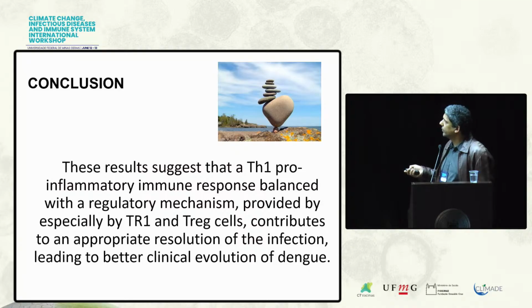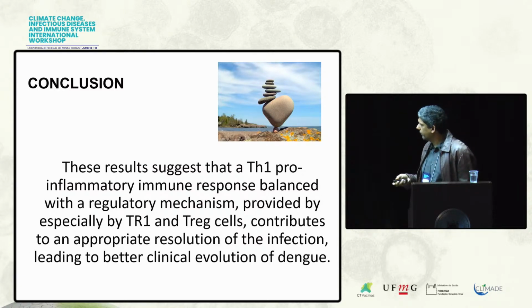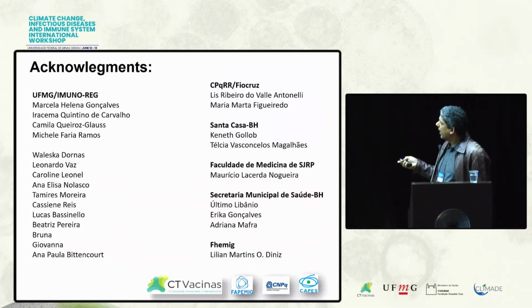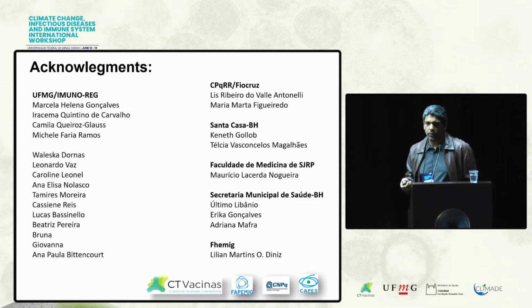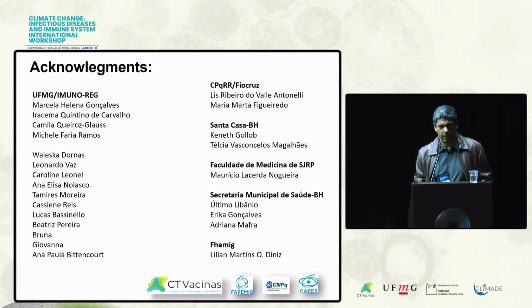So these results suggest that the Th1 pro-inflammatory immune response, balanced with the regulatory mechanism provided especially by TR1 and Treg cells, contributes to an appropriate resolution of infection, leading to better clinical evolution of dengue. This is the team that worked on this project, especially Marcela and Iracema, who did most of the experiments, and thank you so much.